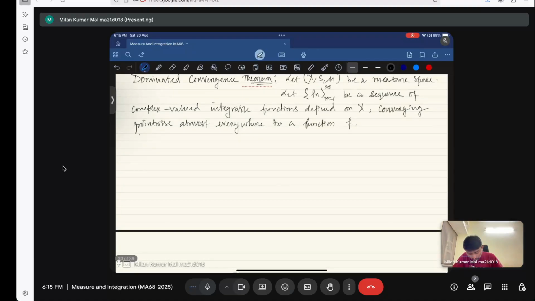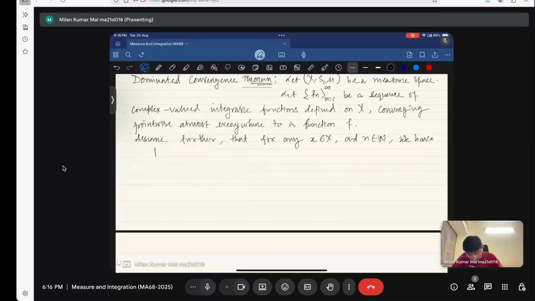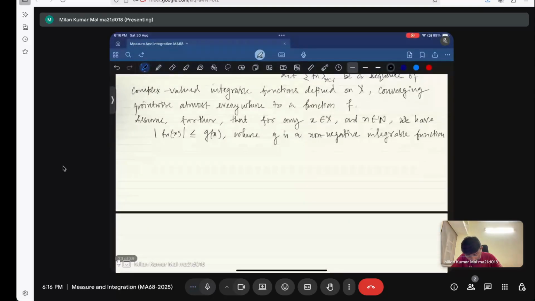Assume further that for any x belonging to capital X and n belonging to the natural numbers, we have mod of f_n(x) less than or equal to g(x), where g is a non-negative integrable function defined on X. Then f is integrable. This is the first outcome.